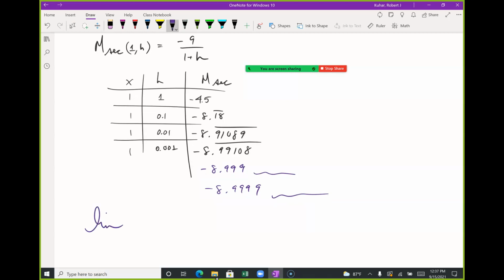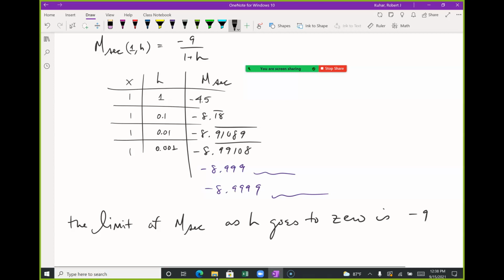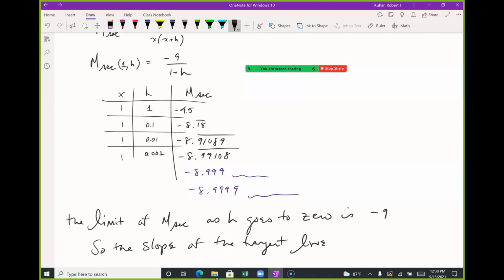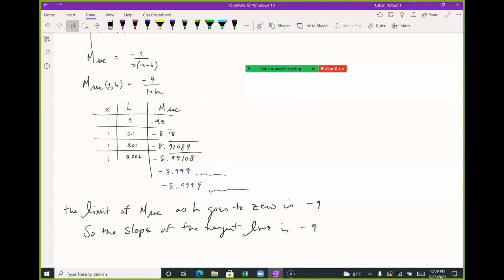So this limit, the limit of the slope of the secant line as h goes to 0 is negative 9. So that's the slope of the tangent line. This is calculus, by the way.